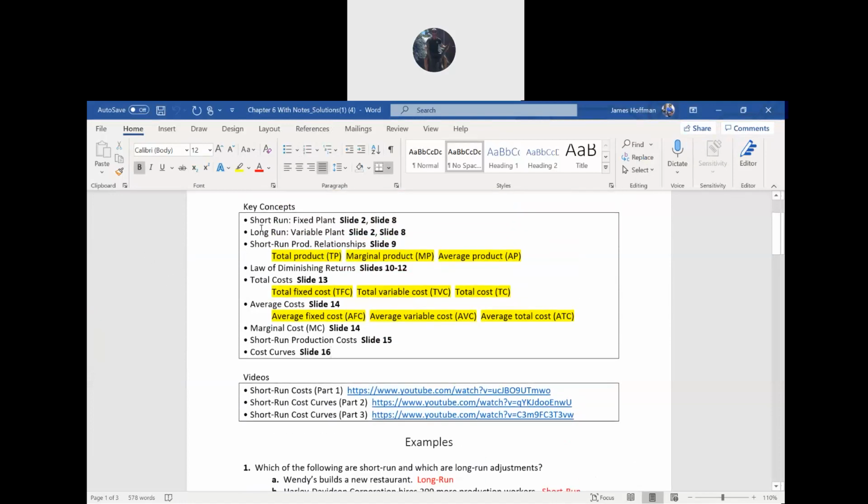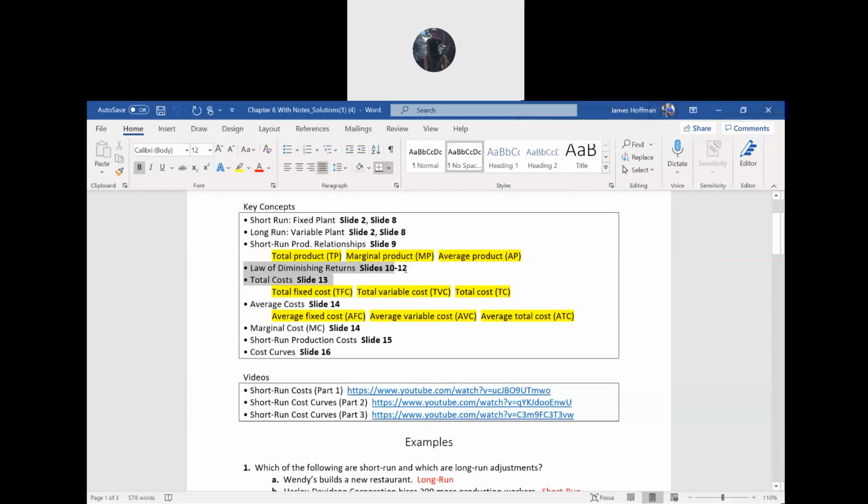All right. So, what do we learn here? So we learned the distinction between short run and long run. In the short run, you have a fixed plant, but you can change labor. In the long run, everything can change, including the plant and entry and exit. Okay, we learned about total product, marginal product, and average product.